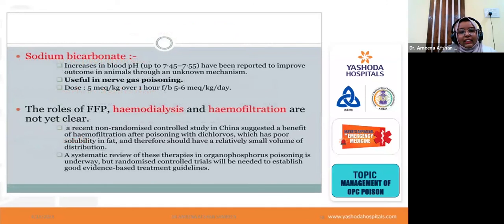Soda bicarb increases the blood pH and has been reported to improve the outcome in animals. The mechanism is not clear, but this is useful more in nerve gas poisoning. The dose is 5 milliequivalent per kg over 1 hour, followed by 5 to 6 milliequivalent per kg per day. The roles of FFP, hemodialysis, hemofiltration are not yet clear. Some studies have shown that hemofiltration and hemodialysis are beneficial if started early.